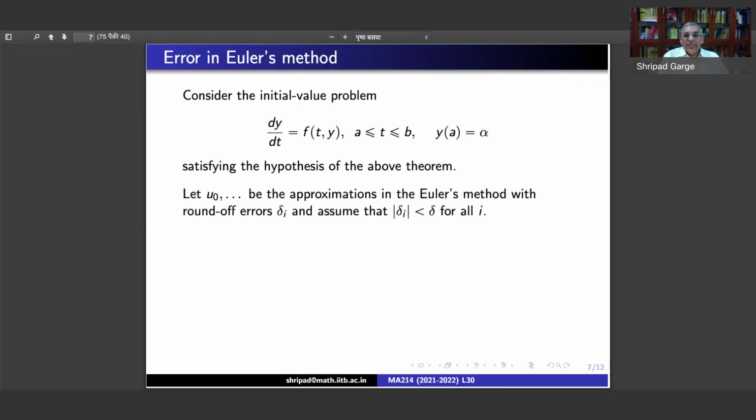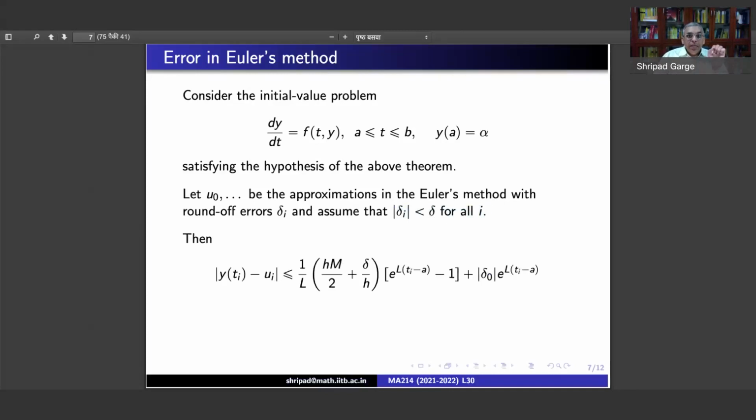Suppose u0, etc. These are the approximations with round off errors delta i. Typically, the round off errors would occur because we limit ourselves to, say, 5-digit approximations. The number representation that we choose, we will fix some number of digits, and therefore we will have an idea about the maximum value of the round off error. So we assume that this delta is the maximum value. It's an upper bound on the round off errors. Okay, that delta is important.